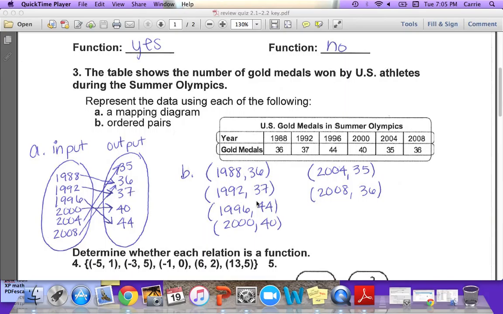For your ordered pairs, don't forget to put x, then y. Remember, your x value goes first, then your y, alphabetical order, separated by a comma and inside parentheses.